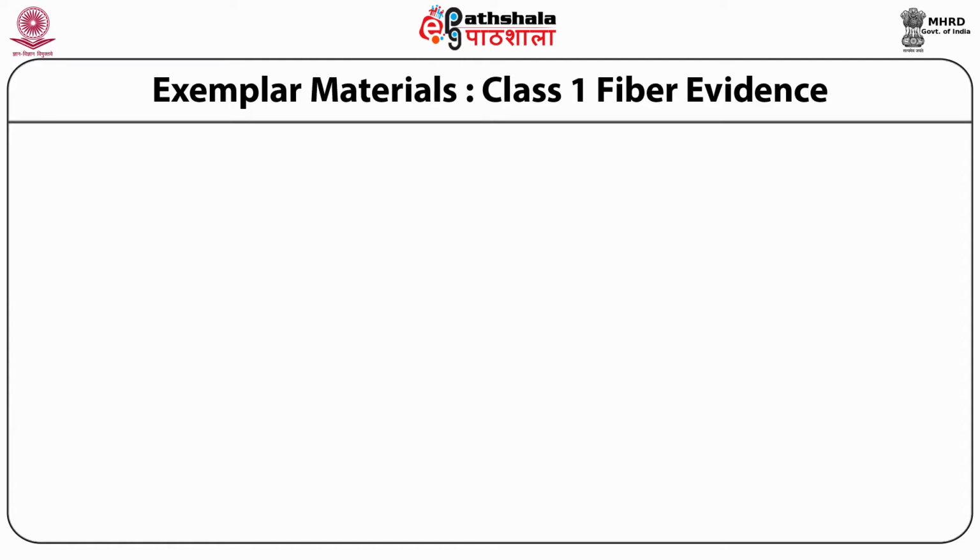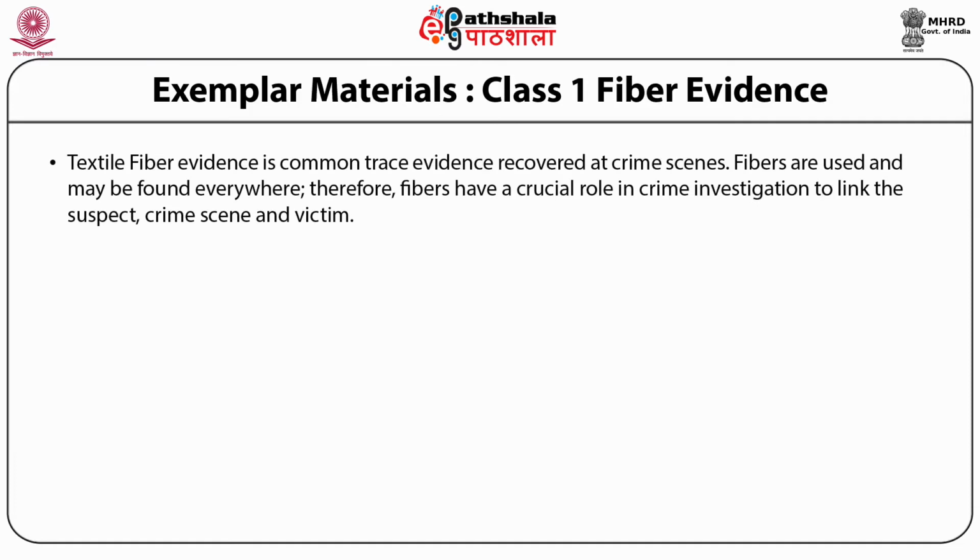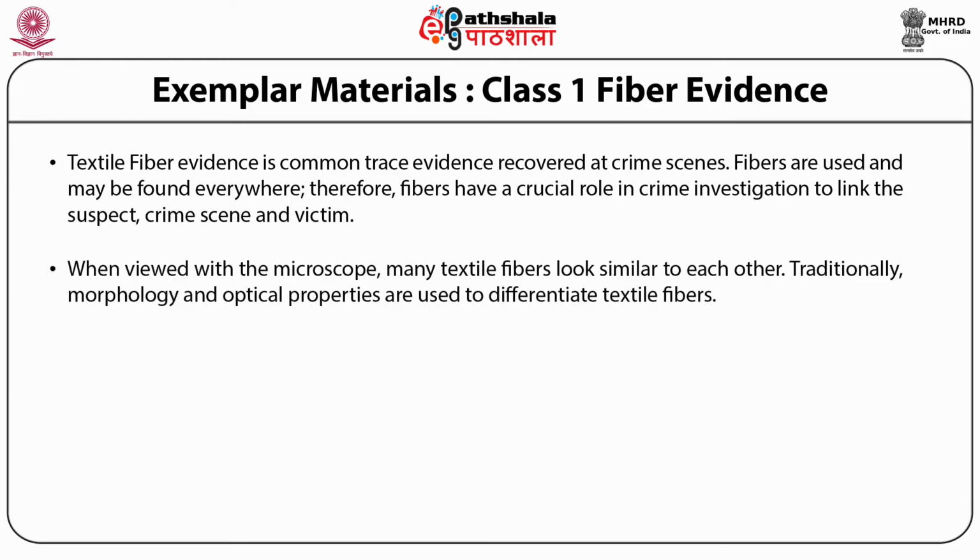First, class 1 fiber evidence. Textile fiber evidence is common trace evidence recovered at crime scenes. Fibers are used and may be found everywhere. Therefore, fibers have a crucial role in crime investigation to link the suspect, crime scene, and victim. When viewed with the microscope, many textile fibers look similar to each other. Traditionally, morphology and optical properties are used to differentiate textile fibers.